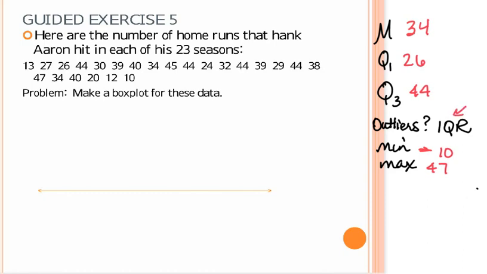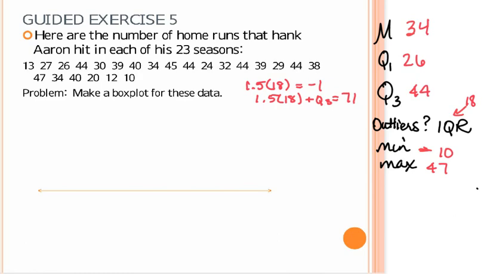And so if we do the boundaries for that, we would do 1.5 times 18. And we're going to subtract that from quartile 1, which equals -1. And then 1.5 times 18 and add that to quartile 3, and that is 71. So we know that there's no outliers here. So now we're just going to make the plot.